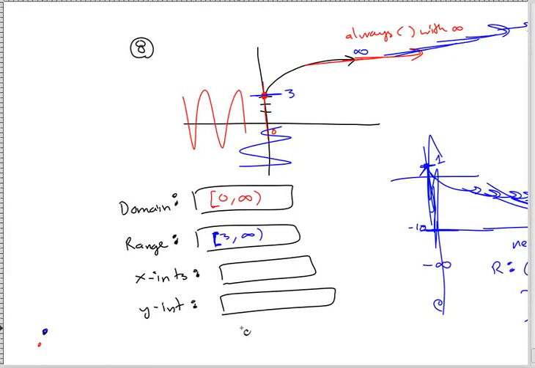I've seen different variations. X-intercepts, where's it ever crossing the x-axis? It's never doing it, so basically you click the none button. There's a none button. Click it. And then your y-intercept, it's right here. It's crossing the y-axis at 3, so you just put the number 3, and that's it. You're done. And that's actually all the questions we have for this section.